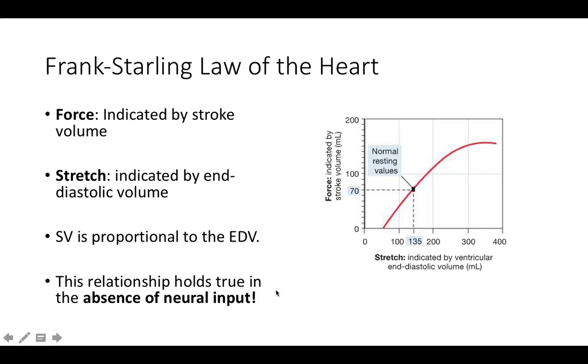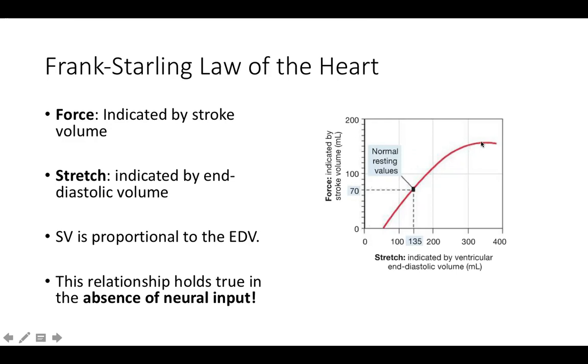And so when we look at this graph, what we're seeing on the y-axis is the stroke volume, but that's really just a way to describe force of contraction. And on the x-axis, we're looking at the end diastolic volume, but really that's looking at the amount of stretch. And we can see that as your stretch increases, so as your end diastolic volume increases, the amount of blood that you're pumping out per unit time seems to increase.